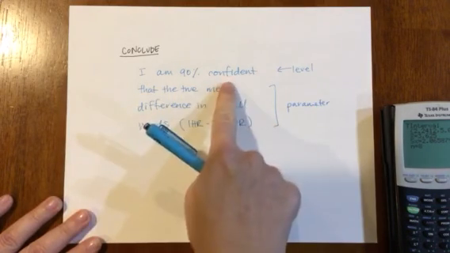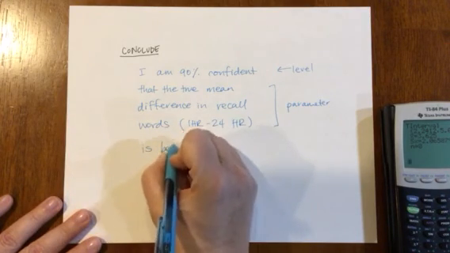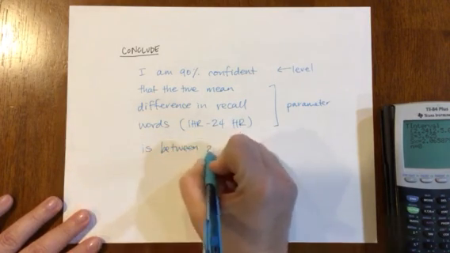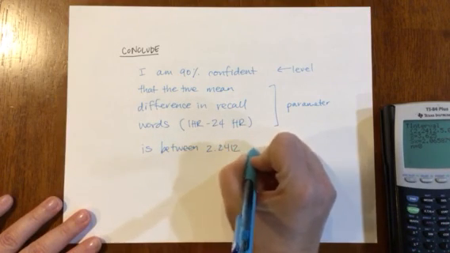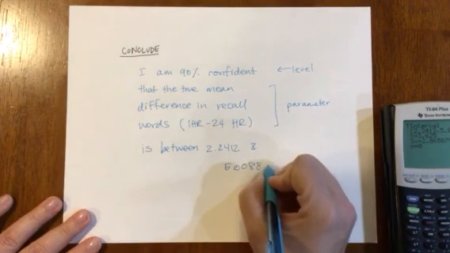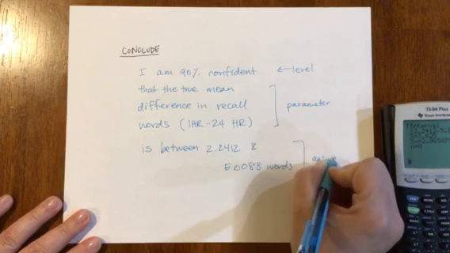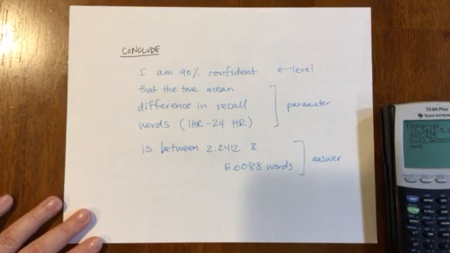So I am 90% confident that the true mean difference in recall words is between 2.2412 and 5.0088 words. All right, there you go. And that is a matched pair t interval. Good luck.